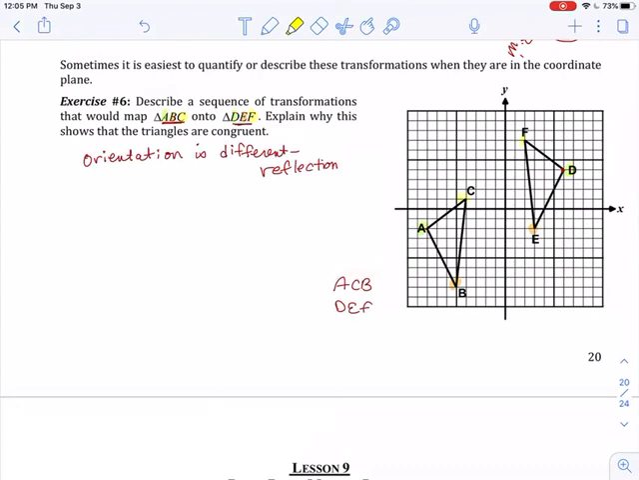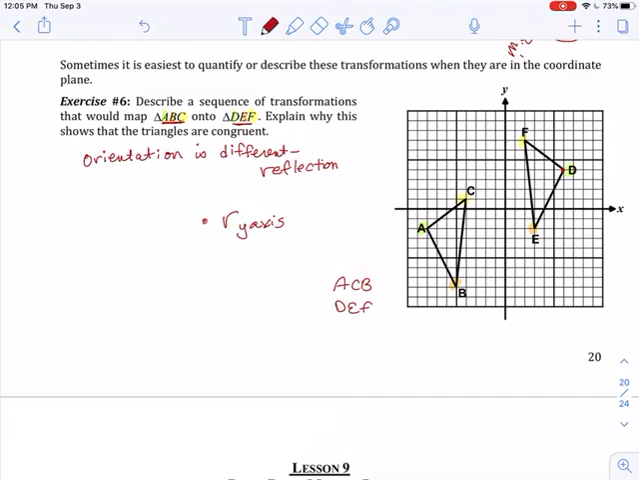See how C's on top and F's on top and they match up. B's on the bottom and E's on the bottom, they match up. So I did not reflect this over the x-axis. I didn't flip it. But see how A is on the left and what it matches up to, D, is on the right? That means I reflected it over the y-axis. So you reflected this over the y-axis. That's the first thing that you did.